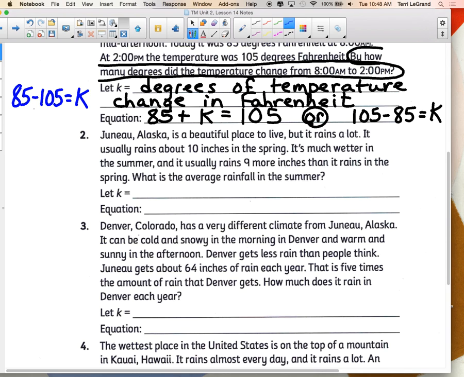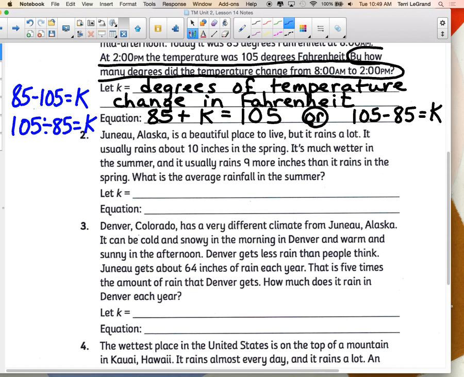Anybody think they know another incorrect way we could write it? We'll just check it out. 105 divided by 85 equals K, right? Is that what your finish would be? Yeah. Okay. So 105 divided by 85 equals K. Anybody have approximately an idea of how much that would be? 105 divided by 85. How many 85s can you take out of 105? 1. With a little left over, right?